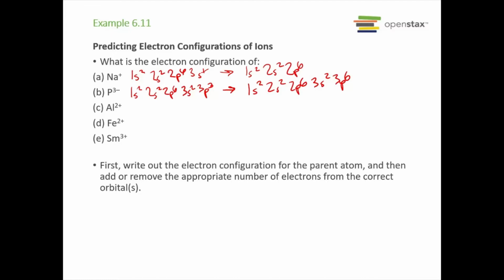Aluminum plus 2 is next. Aluminum has 13 electrons: 1s2, 2s2, 2p6, 3s2, 3p1. And we're doing it with a positive 2, so that means it's going to lose electrons from our outermost shell. It's going to lose the 3p, and then 1 from 3s, since our p orbital is then empty. So we have 1s2, 2s2, 2p6, 3s1.